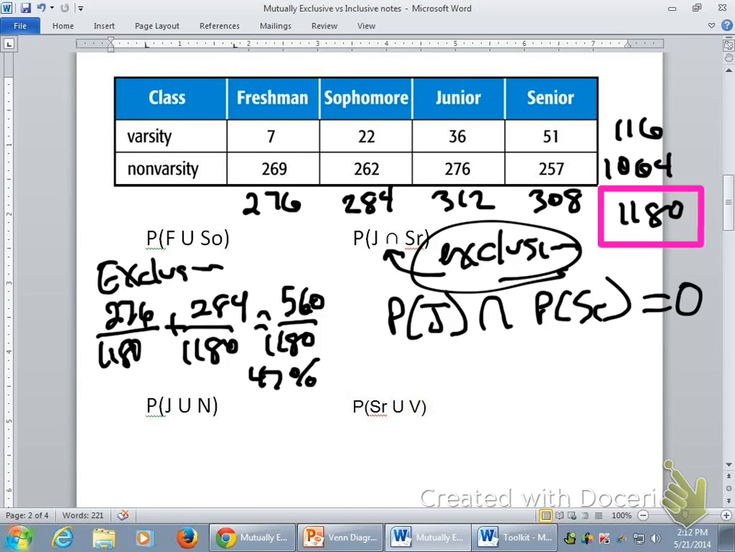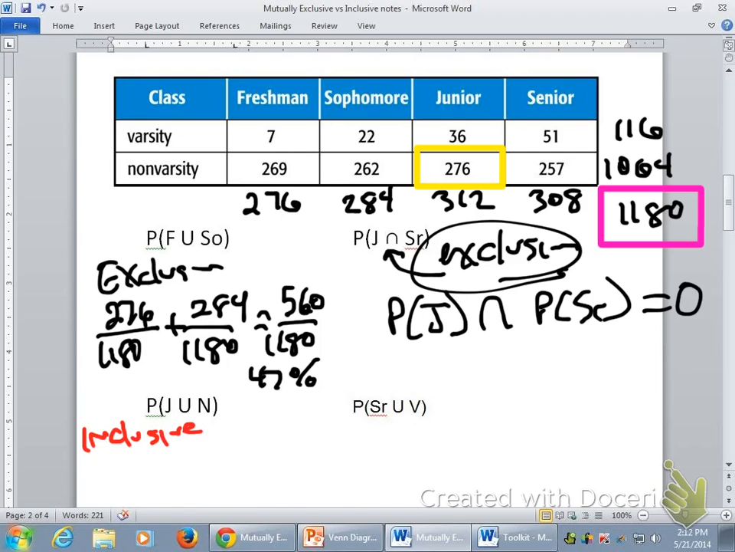Okay, now you're right. That one is mutually inclusive because aren't there people that are juniors and non-varsity people at the same time? Yeah, these people right here. Let me change my color here. These people right here are juniors and non-varsity people. So it is inclusive.